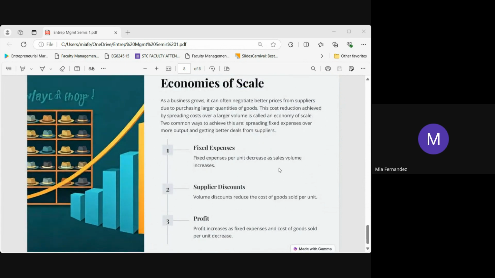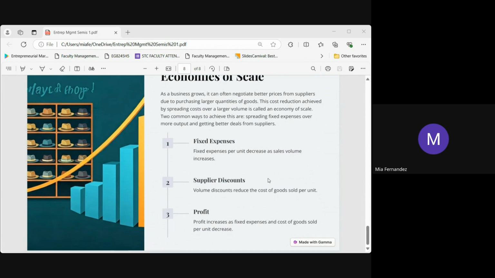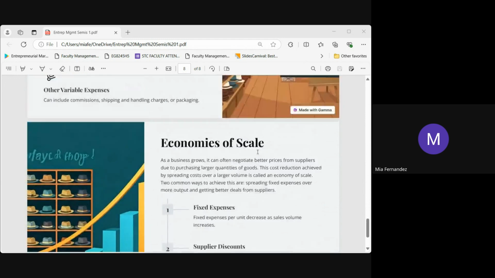So we have two common ways. First is the fixed expense. The fixed expenses per unit decrease as sales volume increases, and the supplier volume discounts reduce the cost of goods sold per unit. Profit increases as fixed expenses and cost of goods sold per unit decrease. So we are done with this one.